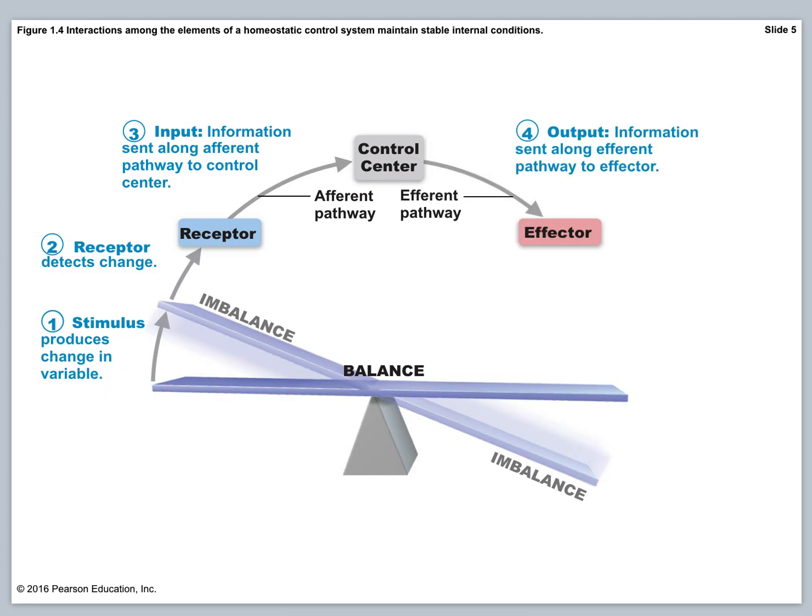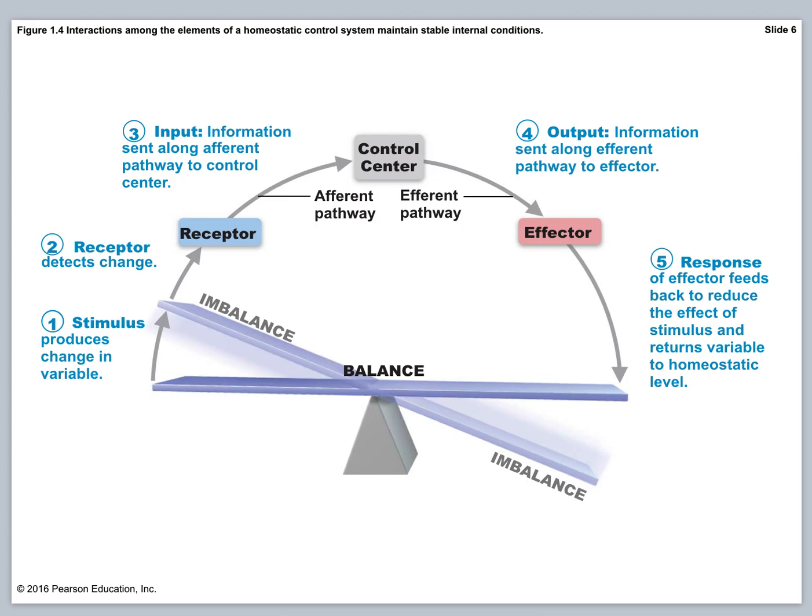The control center sends out information through an effector pathway to an effector. The effector is usually a muscle or a gland that will allow for movement or secretion of a substance to try to counterbalance that change in the stimulus. So the response of the effector goes back to reduce the effect of the stimulus and return the variable to the homeostatic level. So if something starts to increase, then the body's mechanisms of homeostasis basically work to decrease that level and therefore keep it balanced.